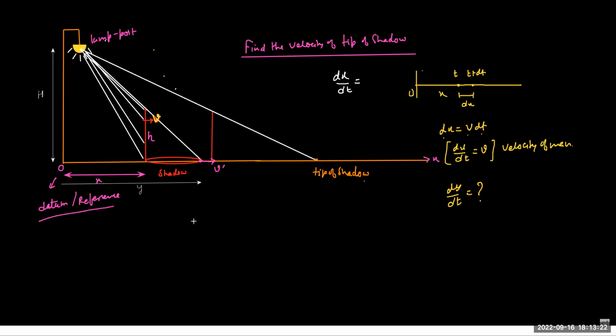So if you look carefully, this is forming a similar triangle like this. So you can see a small triangle, you can see a big triangle. You know this height, you know this height. You know this is x and this is entirely y.